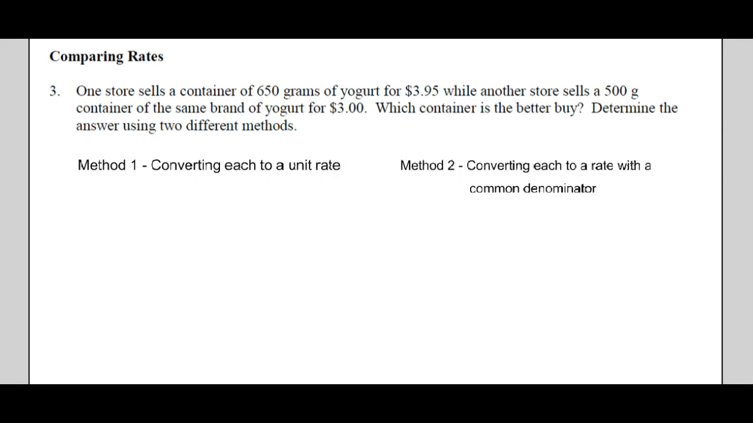So unit rate. Okay, what we want our unit rate to be is dollars per gram. Okay, dollars per gram. So we put the dollars up top, right? We've got $3.95 for 650 grams. How do we convert that to a unit rate?